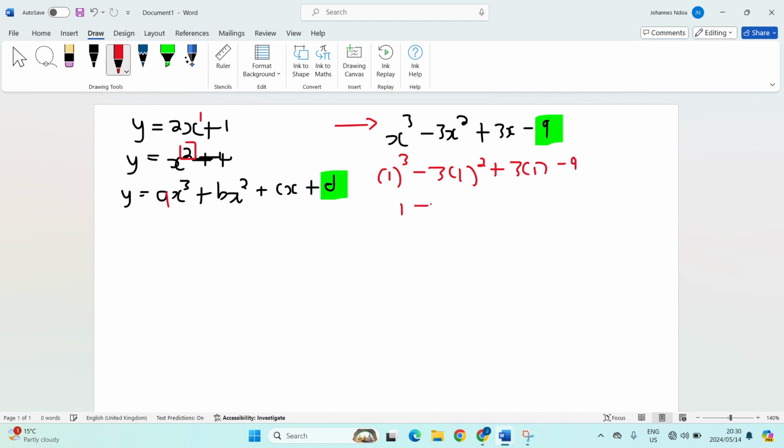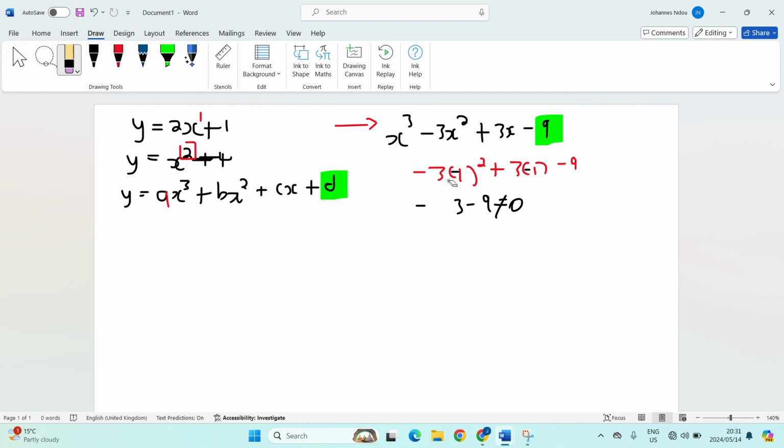Here this will be 1 minus 3 plus 3 minus 9, and the answer here will be negative 8. So this is not equal to 0, and therefore we can't take 1. Now, let's try negative 1. If you replace x with negative 1 in the expression, what do you get? Negative 1 to the power of 3 is negative 1. This will be minus 3, and then minus 3, and minus 9. This is still not equal to 0, so negative 1 won't work in this case.